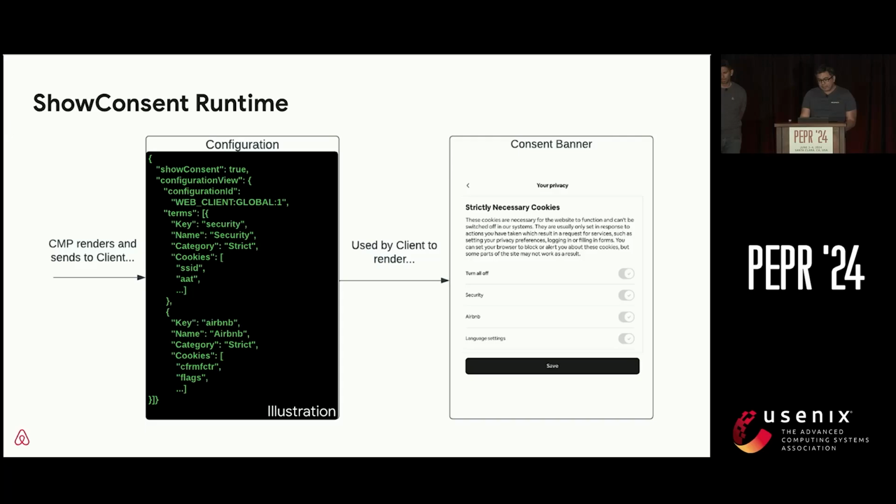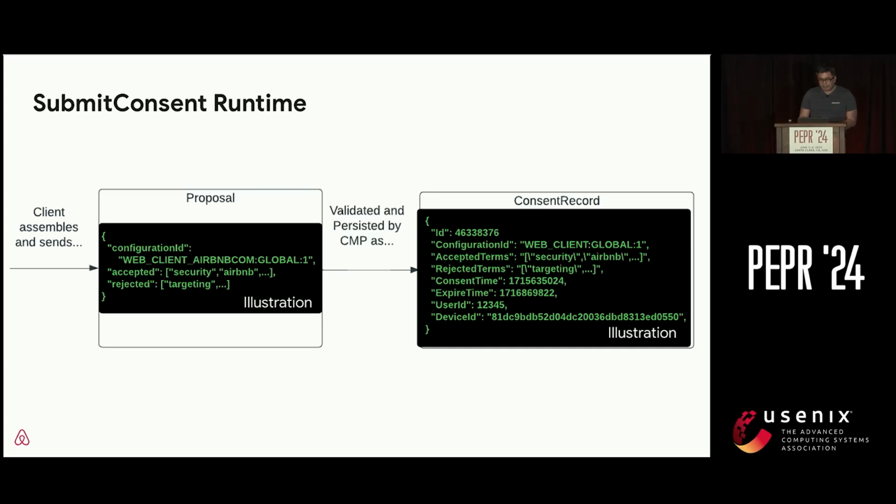When a user navigates to the Airbnb website, this web application will query the show consent API to determine if this user-device pair needs to be prompted for consent. In this case, the show consent API responded with show consent is true, and then a view of the configuration metadata so that they can render the consent banner. After the user interacts with the consent banner, the web app arranges the banner input data into a proposal and invokes submit consent to persist it into the backend.